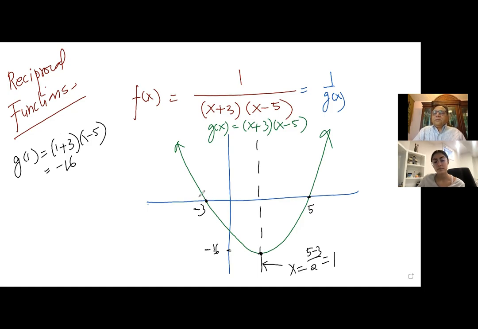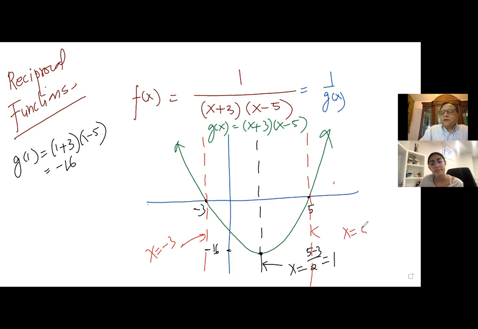So let's try to understand this part. At the x-intercept, g of x is 0. 1 over 0 is infinitely large. And therefore, we should have a vertical asymptote here, right? So our x-intercepts give us our vertical asymptotes. We'll call this x equals minus 3, and the other one is x equals 5. Two vertical asymptotes.